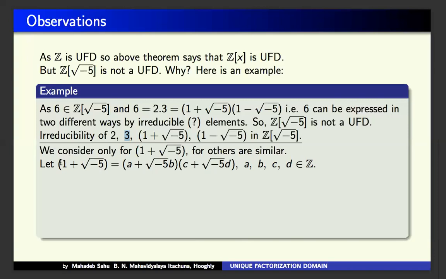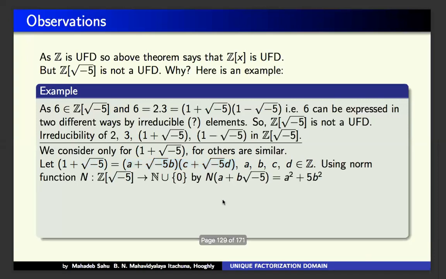Irreducible means if this can be written as two factors, a plus b root minus 5 and c plus d root minus 5, with a, b, c, d belonging to Z, then we just have to prove that either the first factor is a unit or the second factor is a unit.